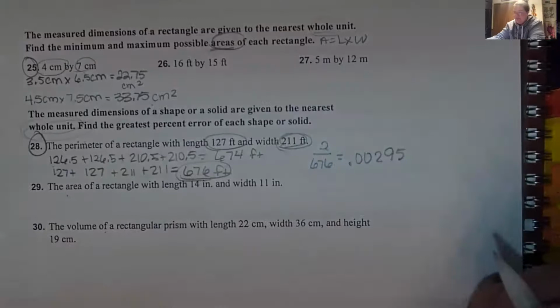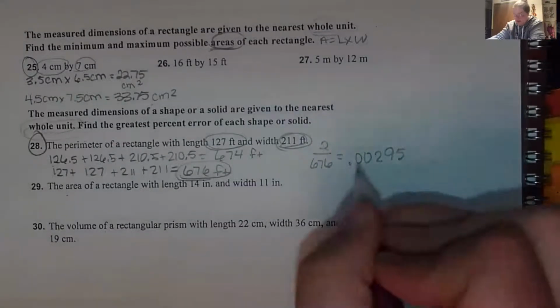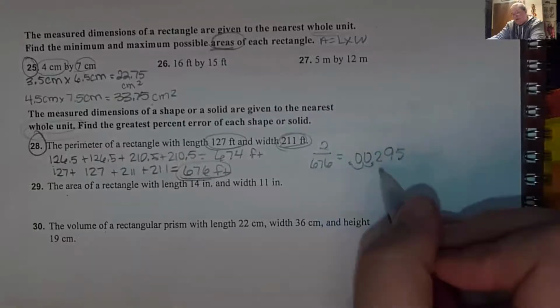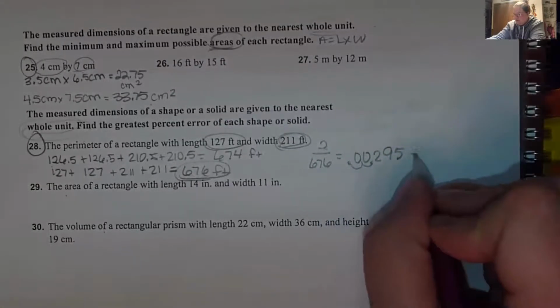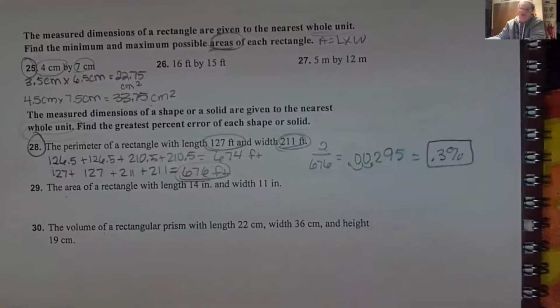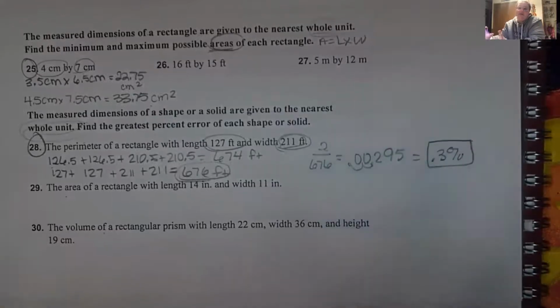0.00295, okay? Remember, multiply by 100, because this is a percent, so move the decimal over twice, or multiply by 100. Well, 0.29, we'll round that up to 0.3%. So you're only off by 0.3%. That's pretty dang good, I think. So if you're confused, you can watch that again.